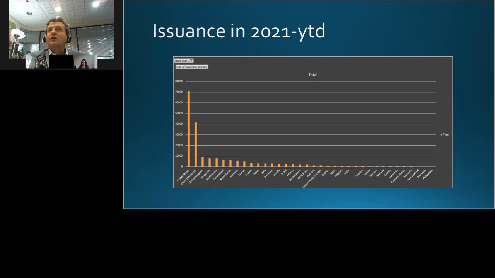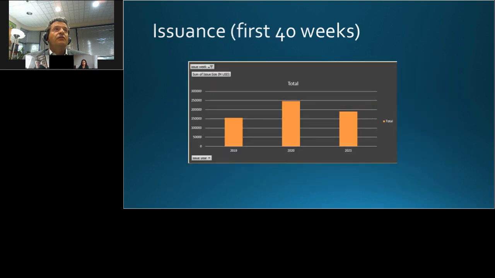This is the size of U.S. dollar issuance. And you can see here that for the first 40 weeks of this year, just to compare the first 40 weeks of 2019, 2020, and 2021, these are big years, and the market hasn't slowed down. It has actually accelerated, which is very interesting.